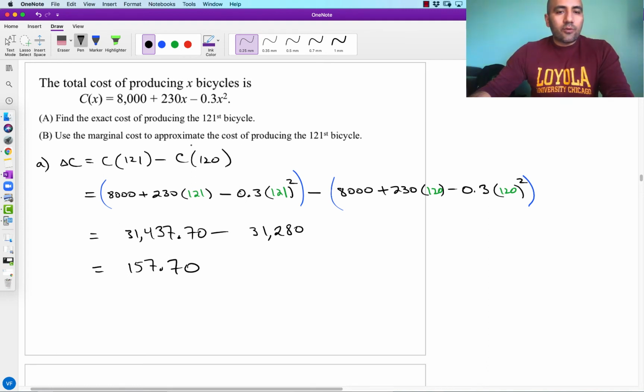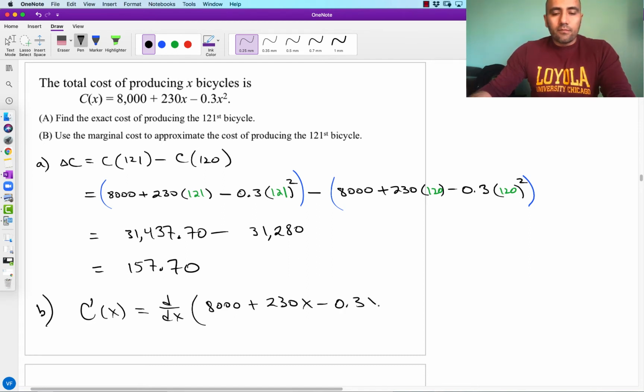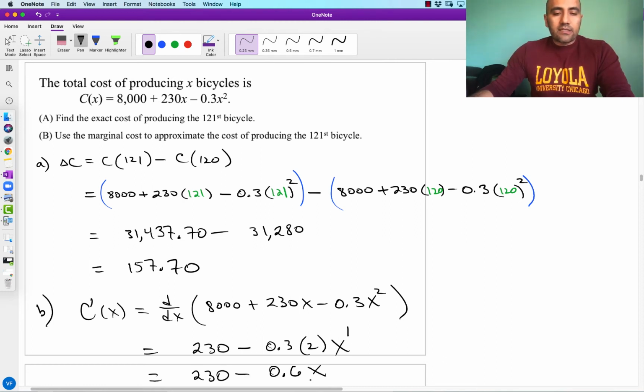Part B says use the marginal cost to approximate the cost of producing the 121st bike. So for part B, we're going to need the marginal cost function, which is found by taking the derivative of the cost function, which is 8,000 plus 230x minus 0.3x squared. We can distribute and take the derivative of each term. The first derivative is 0. The next one is 230, minus the last one, which is 0.3 times 2 times x to the power of 1. Bring the exponent out in front as a factor, then subtract 1 from the exponent. So this formula will be 230 minus 0.6x.